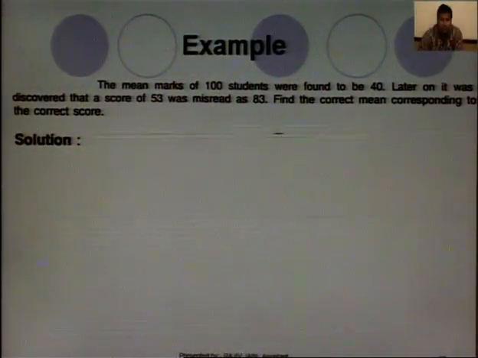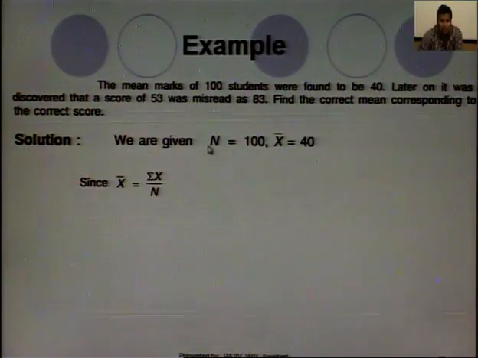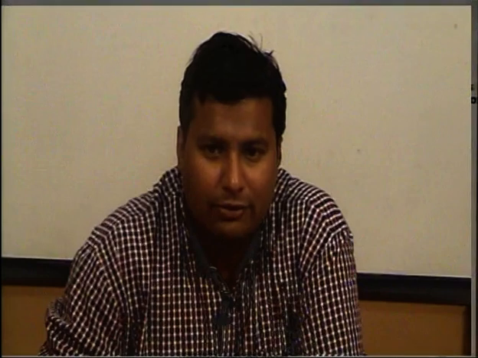We will do this using an example. The mean marks of 100 students were found to be 40. Later it was discovered that a score of 53 was misread as 83. Then find the corrected mean corresponding to the correct score. Solution: we are given n equal to 100, x bar equal to 40. The total number of observations was 100, mean was 40.